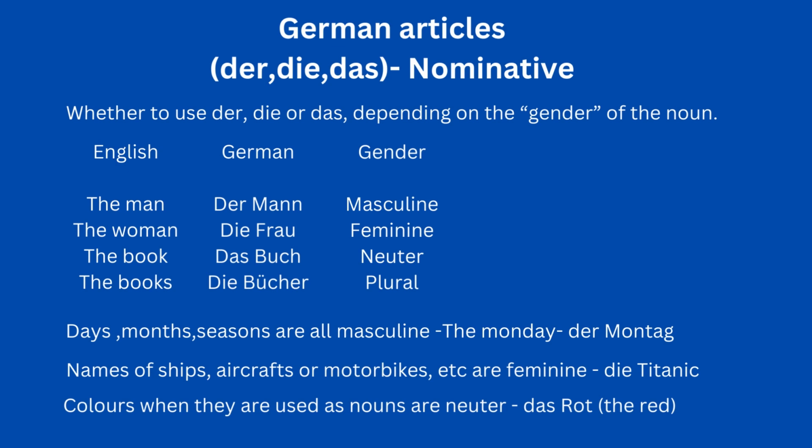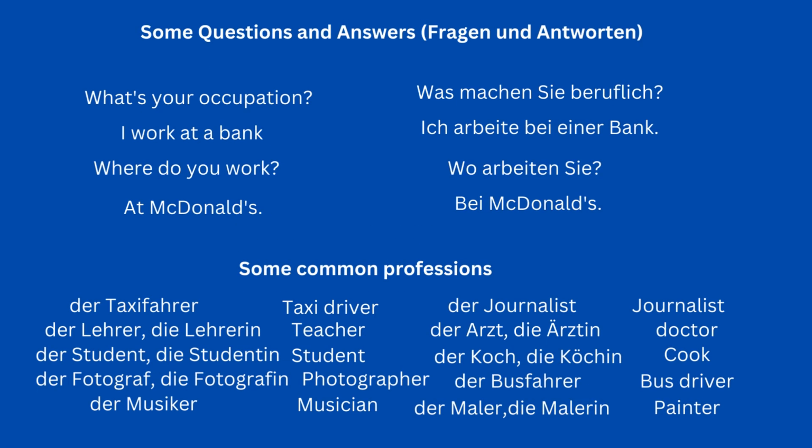Days, months, seasons are all masculine. So, der Montag, the Monday. Names of ships, aircraft or motorbikes, etc. are feminine. We can see the Titanic. Colors, when they are used as nouns, are neuter. So das Rot, the red. Rot is red.